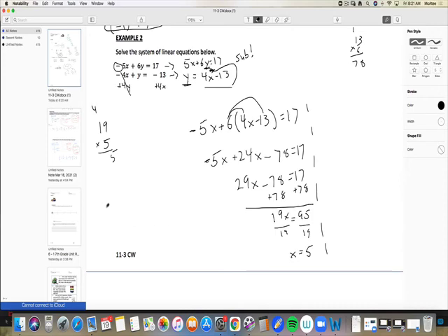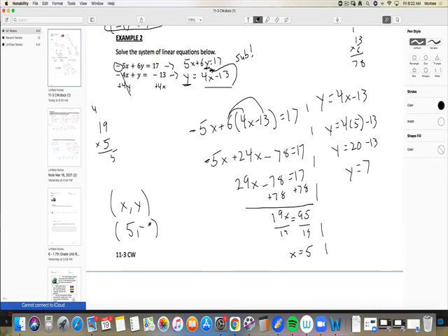We would need to find the y because our answer is always written for solutions of systems as x, y. We just found our x. Let's find the y. We can use either equation. We could even use this one when we isolated y. Let's use that since we're looking for y anyways. So y equals 4 times 5 minus 13. Y equals 20 minus 13. So y is equal to 7. That's it.